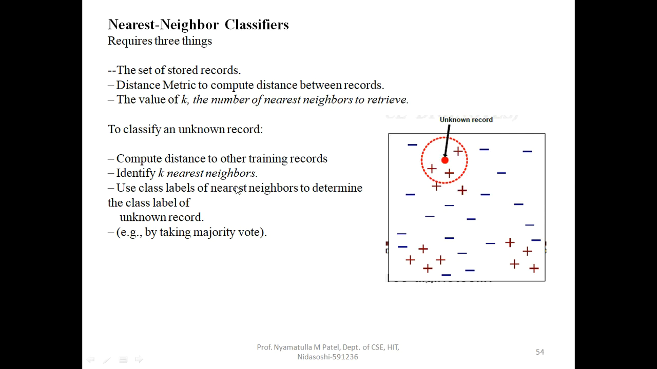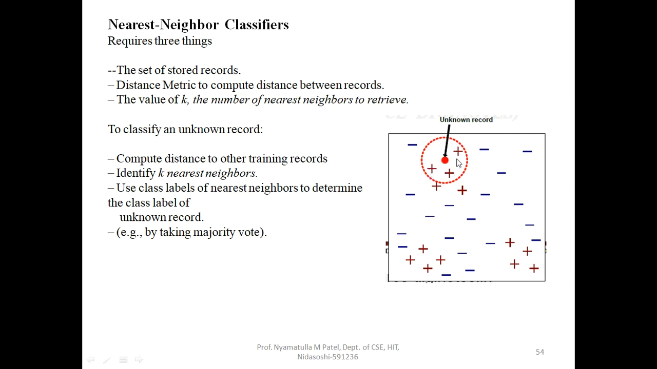To classify an unknown record, the first thing is to compute distance to the other training records. Let us take one record. You calculate the distance from this point with respect to the neighboring points. All the neighboring points with the smaller distance will come nearer to this, and in this case 1, 2 and 3, these 3 plus points are the neighbors of this red point.